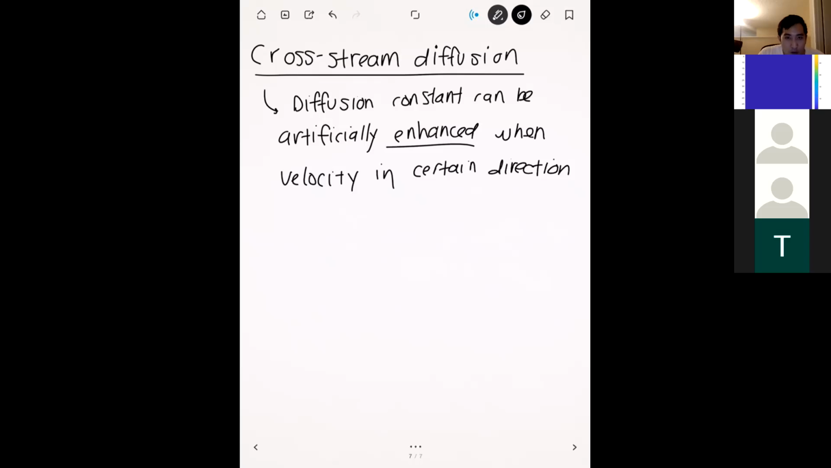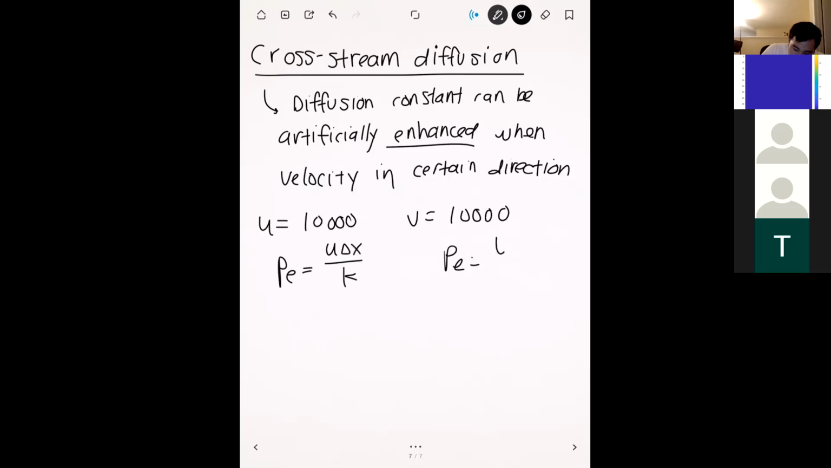Okay, and so the reason I was able to get a stable solution on my screen when I set u equal to 10,000 and v equal to 10,000, right? Normally, when we compute the Peclet number, which is u times delta x divided by k, and the Peclet number v times delta y divided by k, and we have a huge velocity like 10,000, we would expect the solution to be unstable, right?